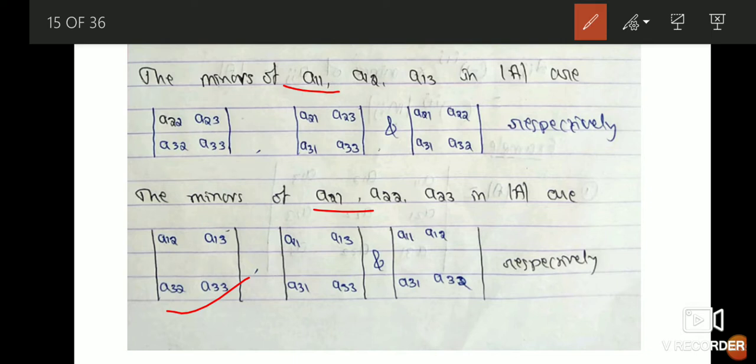A21. Similarly, we can find out the other minors of the determinant A by deleting the individual rows and the respective columns. That is, if you consider A23, then you have to remove the elements of the second row and the third column, and so on.